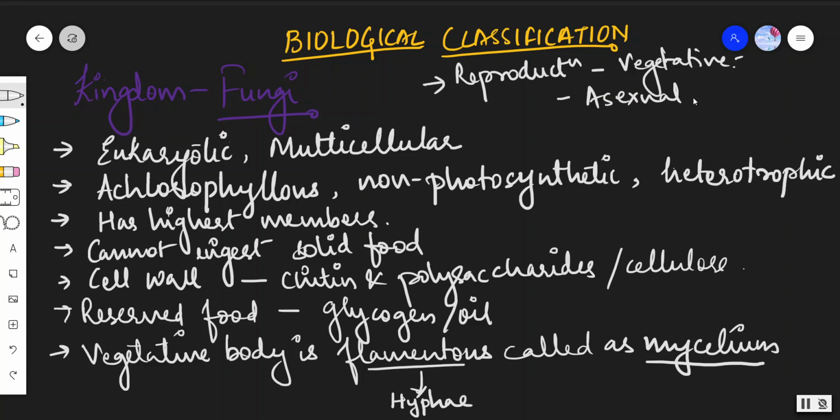Asexual mode is by spores called conidia, sporangiospores or zoospores. Sexual reproduction is through oospores, ascospores, and basidiospores. The various spores are included in distinct structures called fruiting bodies, which contain these spores. And the sexual cycle here includes 3 steps.